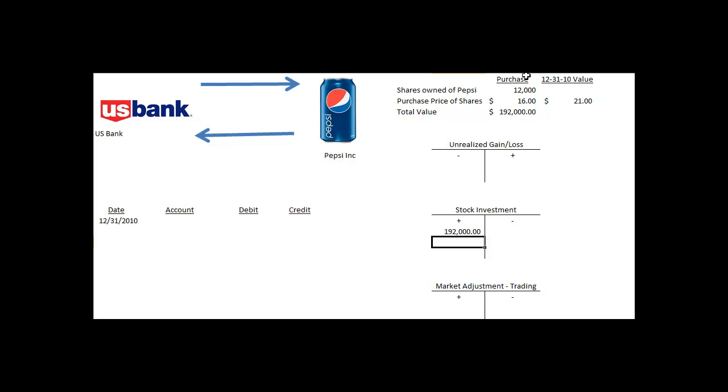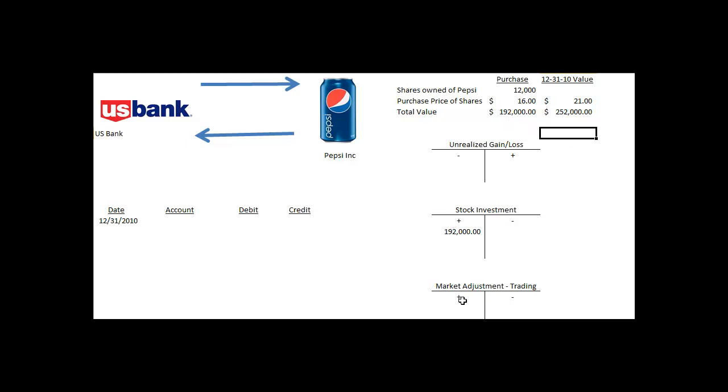And so what happens is the first year ends, December 31st of 2010 rolls around, and the value of the Pepsi shares have performed quite nicely. They've increased to $21 per share. What that tells us is at the end of 2010, our investment now has a value of $252,000, which is significantly higher than the cost. And so now we have to mark the historical cost to the fair value.